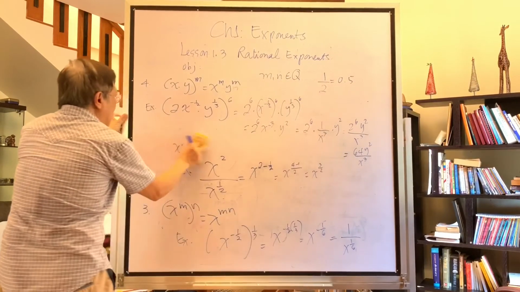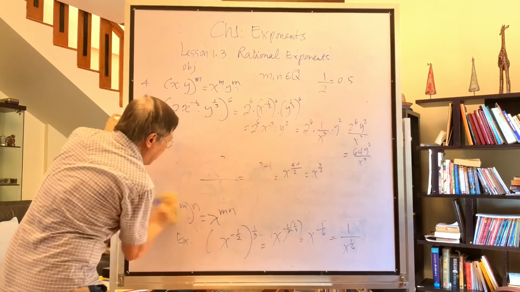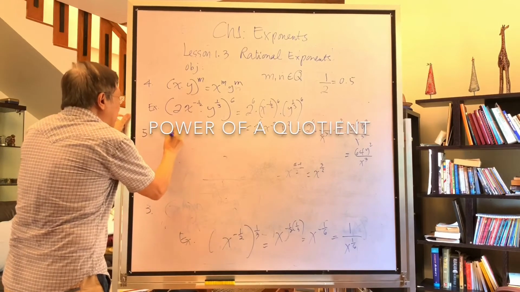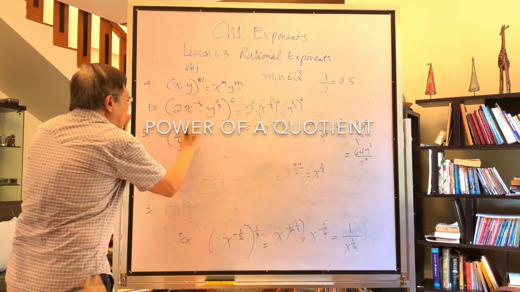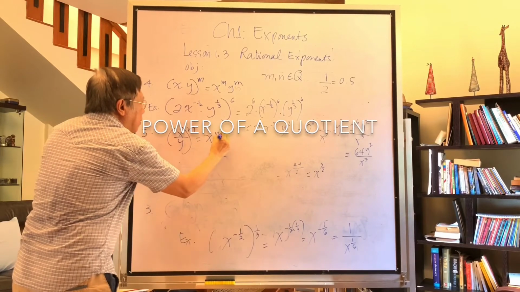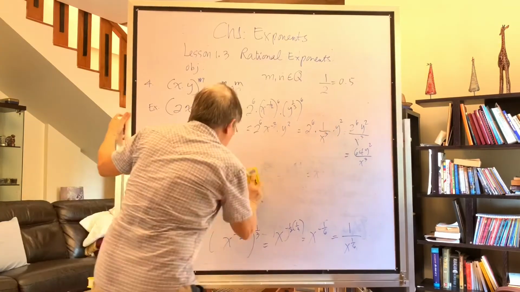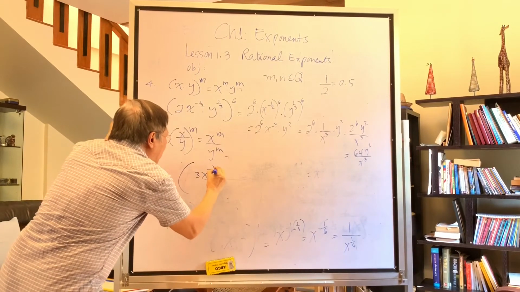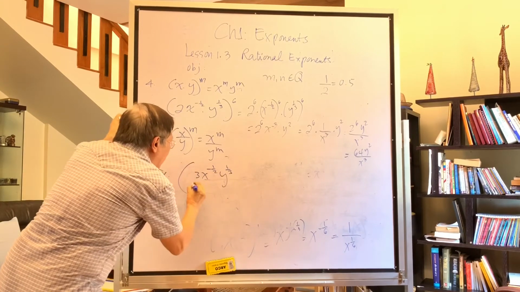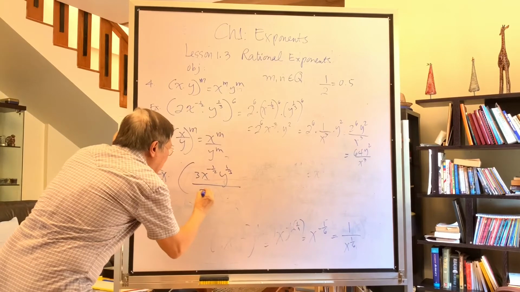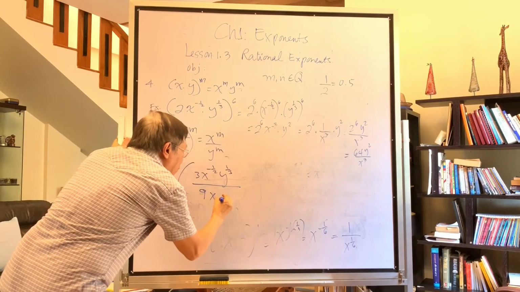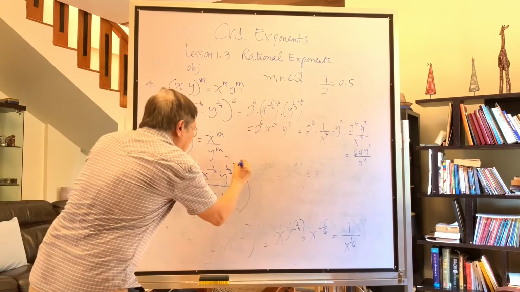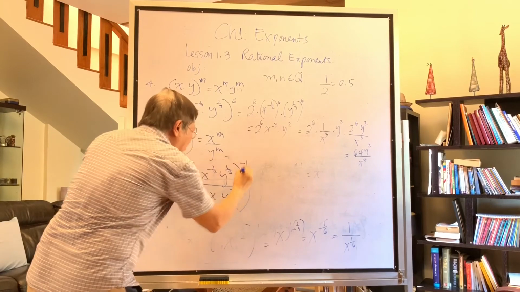The last law that we had before involves the power of a quotient. So we have a quotient, x over y raised to the m will give me x to the m over y to the m. Here again, for example, I have here 3x to the negative 1/2 y to the 1/3 all over 9x y to the squared raised to the negative 1, for example.